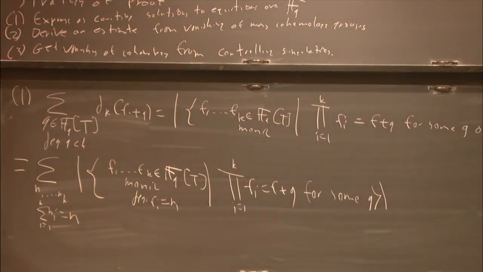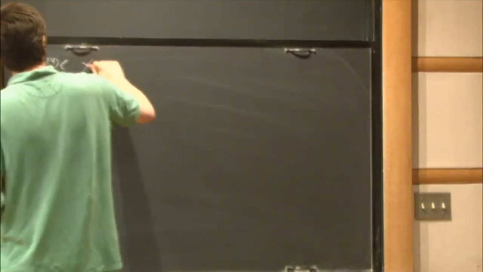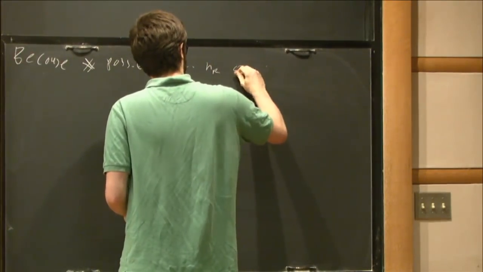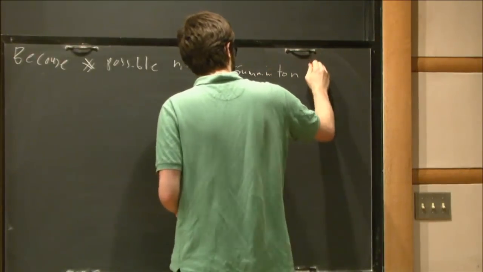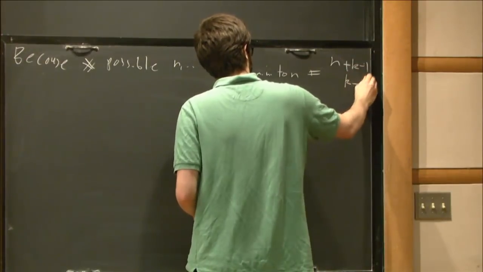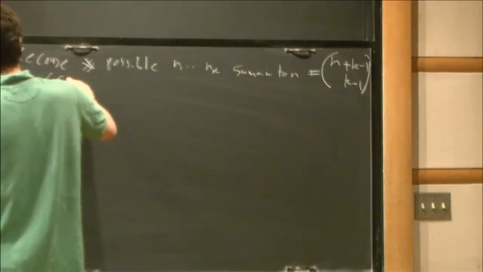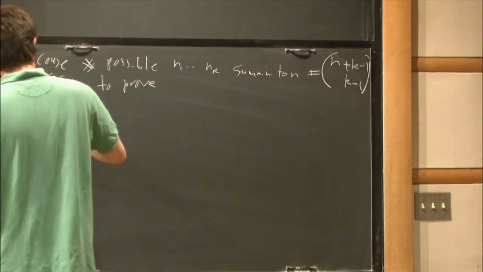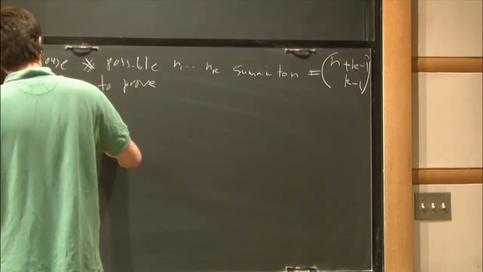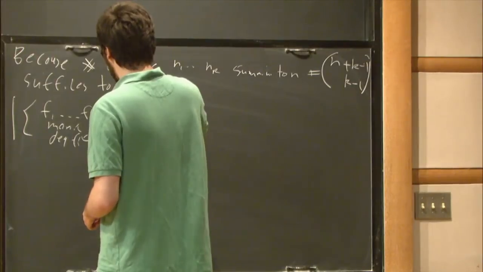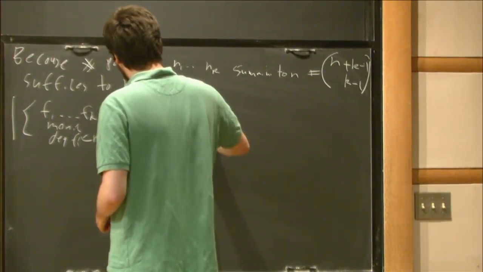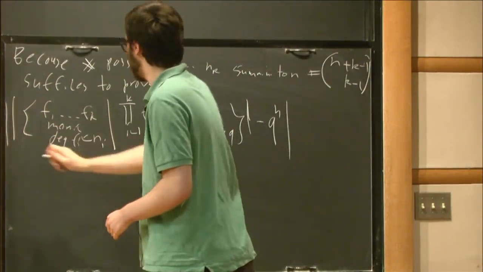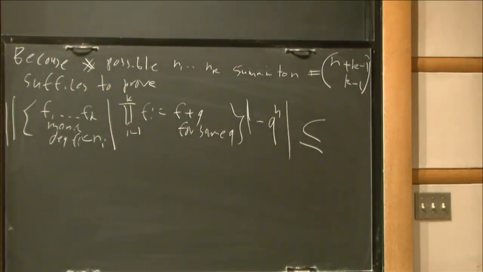Now, because the number of possibilities, tuples n1 through nk that sum to m of natural numbers, is given by this binomial coefficient, it suffices to prove: if we count the number of f1 through fk, monic, degree fi is equal to ni, such that the product over i equals 1 to k of fi is equal to f plus g for some g of low degree, and we subtract q to the h, that this is at most the same error term, but without the n plus k minus 1, just k minus 1.